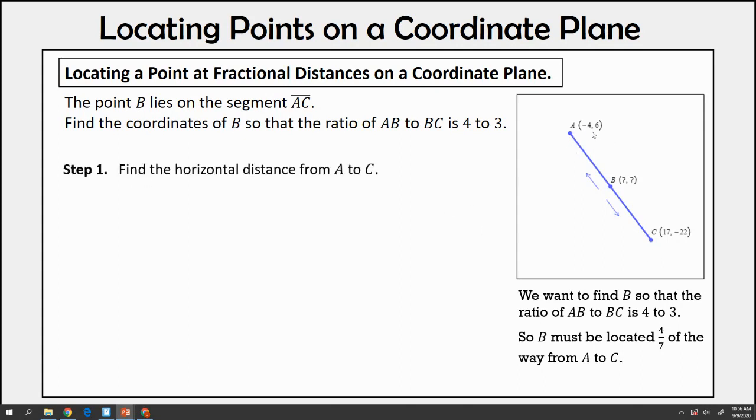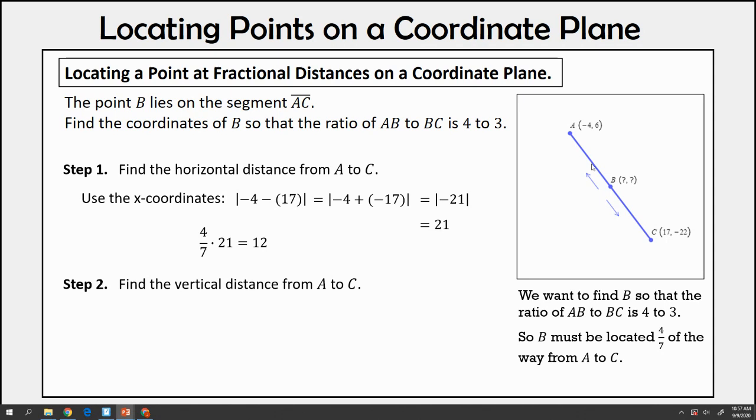What's the horizontal distance from A to C? So if I was to go from A horizontally over to where C is, how far would we go? Well, that's the absolute value of -4 minus 17, the difference of the x coordinates. Remember, the horizontal are the x coordinates. Okay, that's -4 plus -17, -21. Absolute value of -21 is 21. So the horizontal distance from A to C is 21 units. Okay, well, how much of that do we want? We want 4/7 of that 21. So 4/7 of 21 is 12. Okay, that's going to be the change we make to find our new point.